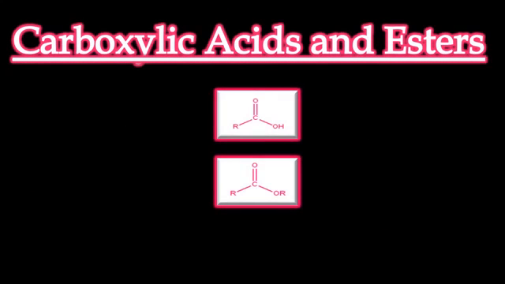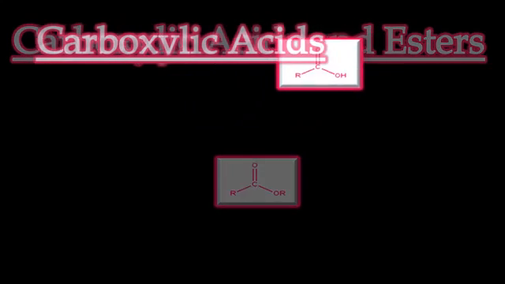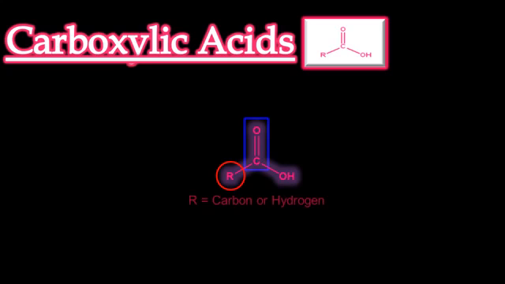Carboxylic acids and esters. These groups contain a carbonyl functional group that attaches to a hydrogen or a carbon-containing group and an oxygen-containing group. We'll first take a look at carboxylic acids. Carboxylic acids consist of a carbonyl group that is bonded to an OH group and either a hydrogen or a carbon group.